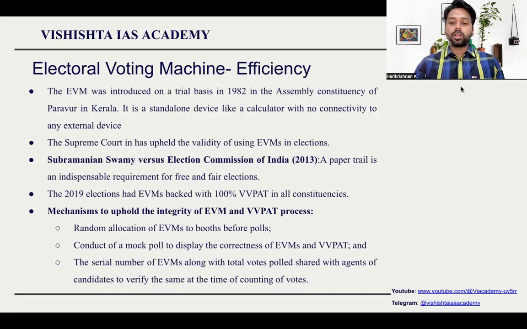EVM, electoral voting machine. What exactly is electoral voter machine? The basics we need to know. It was introduced on a trial basis in 1982. Chronology based questions you can get. It was introduced in 1982 in an assembly constituency of Paravur. Paravur is in Kerala. Later, they introduced it to the entire country.